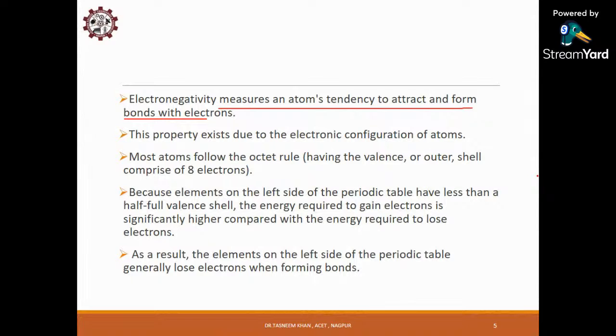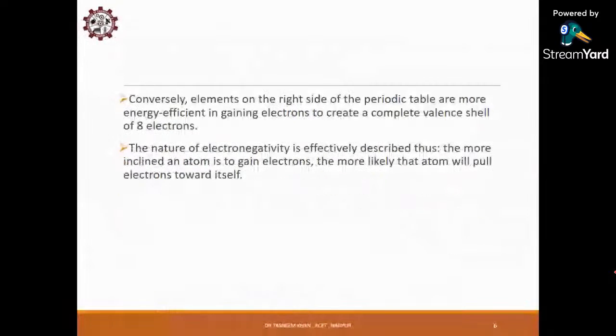As a result, the elements on the left-hand side of the periodic table generally lose electrons while forming bonds. So we can say the elements on the right side of the periodic table are more energy efficient in gaining electrons to create a complete valence shell of 8 electrons. The nature of electronegativity is that the more inclined an atom is to gain an electron, the more likely the atom will pull electrons towards itself.